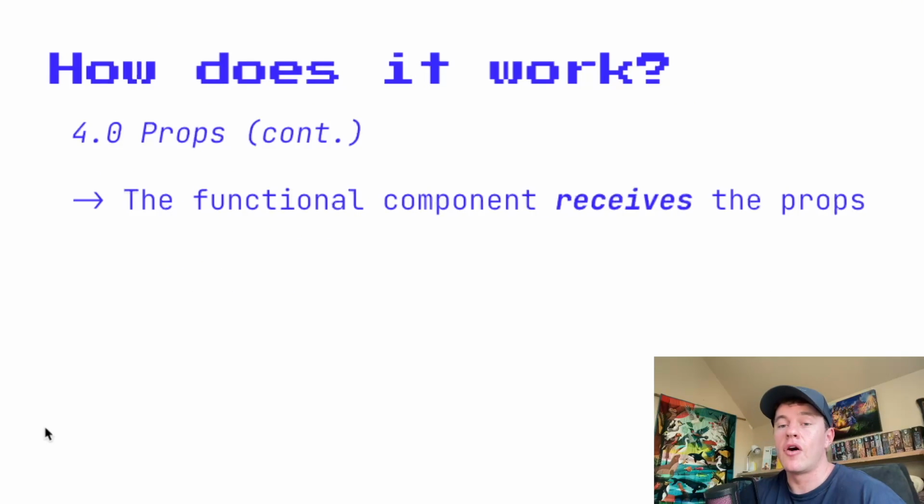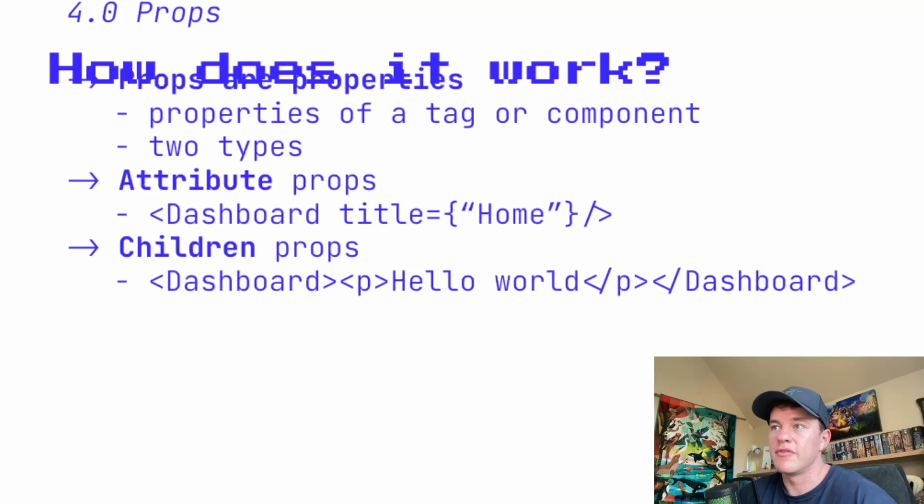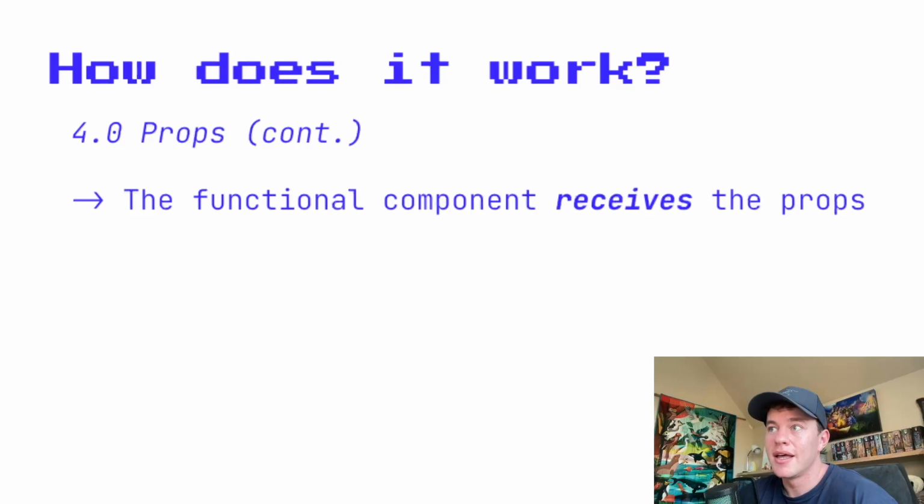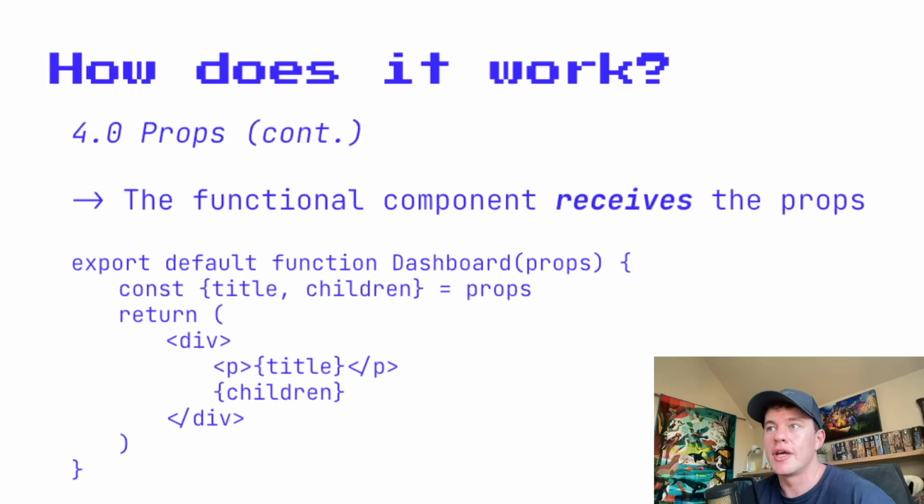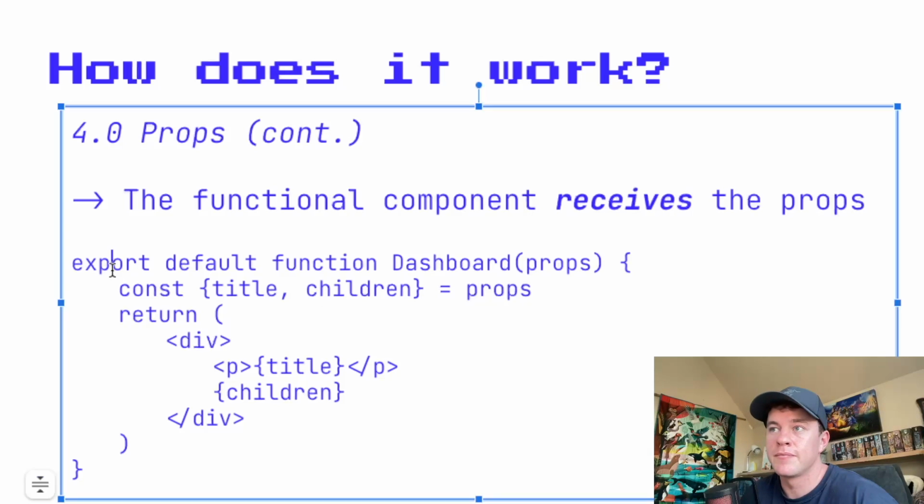Now, if we carry on, the functional component receives the properties. So when we write out or render out the component, we give it a whole lot of properties. As we've just seen before, we can give it a title when we render it out, or we can give it children props. The functional component receives these properties. So here is an example of a functional component receiving some properties. We export our function. The function is called dashboard, and it receives an argument known as props.